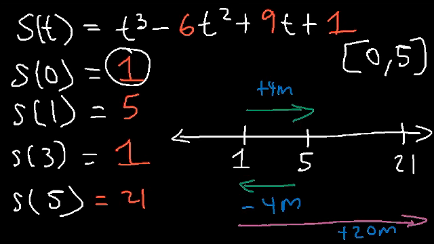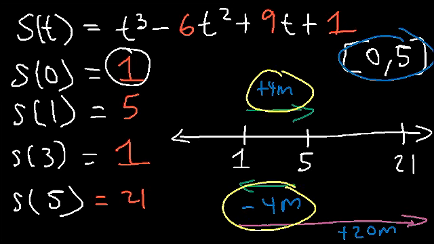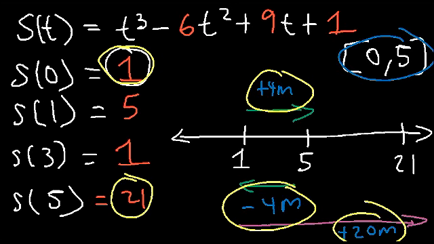Now notice that you can use this to calculate the overall displacement in the first 5 seconds. If you simply add the individual displacements the way they are, you're going to get the net displacement. So if you add positive 4 plus negative 4, they cancel and give you 0, plus 20. That gives you the overall displacement in the first 5 seconds, which we calculated when we did S of b minus S of a. S of 5 minus S of 0, 21 minus 1 gave us a net displacement of 20. So you can calculate the displacement both ways.